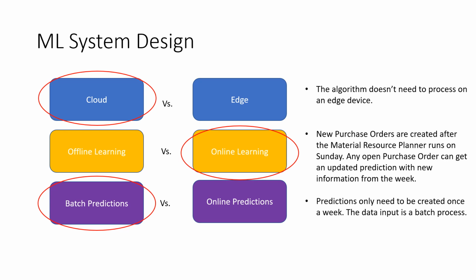And I chose batch prediction for the final selection because there's no API that needs to serve this data. The data input itself is a batch process, so it's pretty slow to update. We only need to make these predictions once a week.